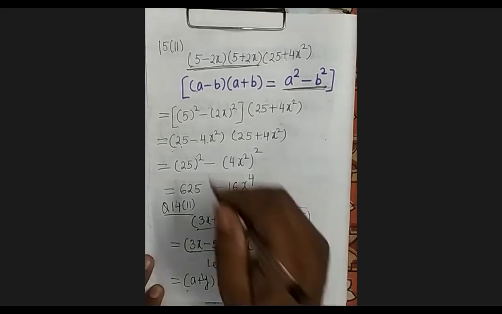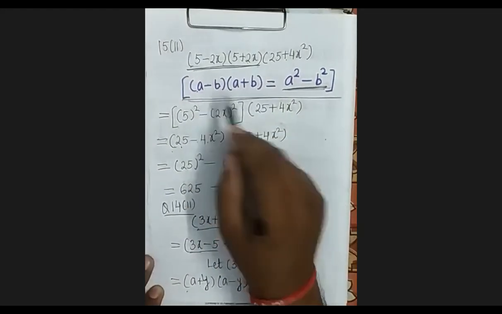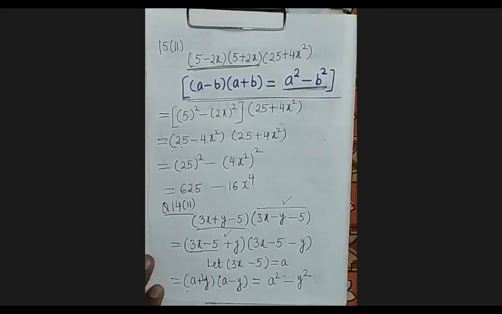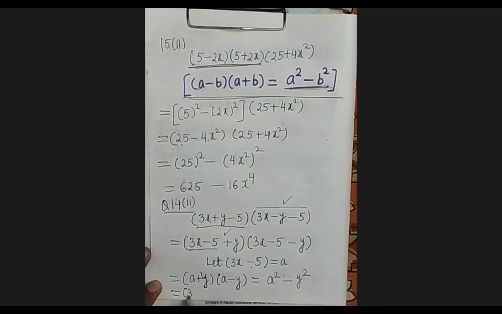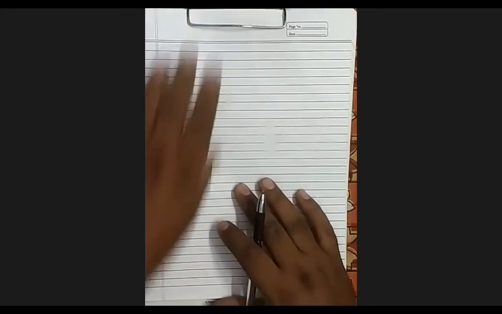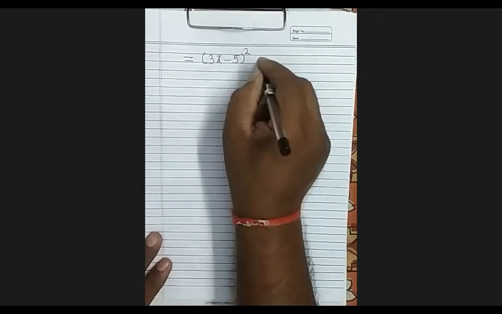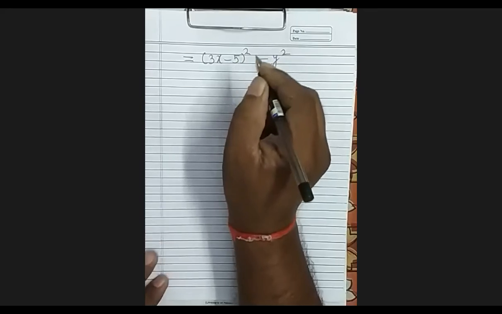It is just like this formula. You can see here: A plus B into A minus B equals this. What is in place of A? 3x minus 5 whole square minus y whole square. I am writing on the next page. Here you will get 3x minus 5 whole square minus y square.